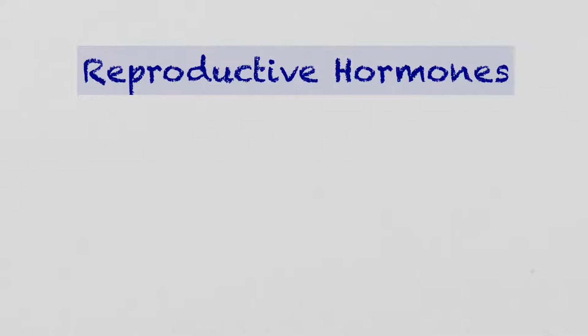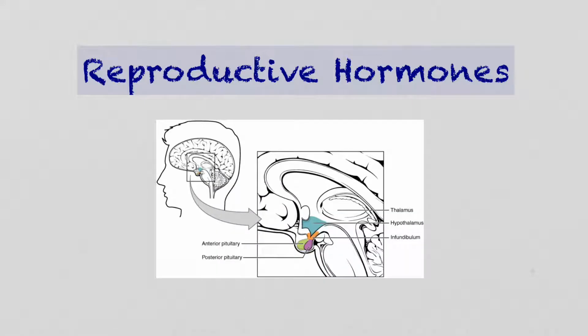In this video, we're going to be exploring the roles of reproductive hormones. First of all, we're going to talk about the hypothalamus and the pituitary gland, which are vital in the role of so many of the processes of homeostasis, but are also involved in releasing reproductive hormones and causing our reproductive organs to produce the hormones that they produce.